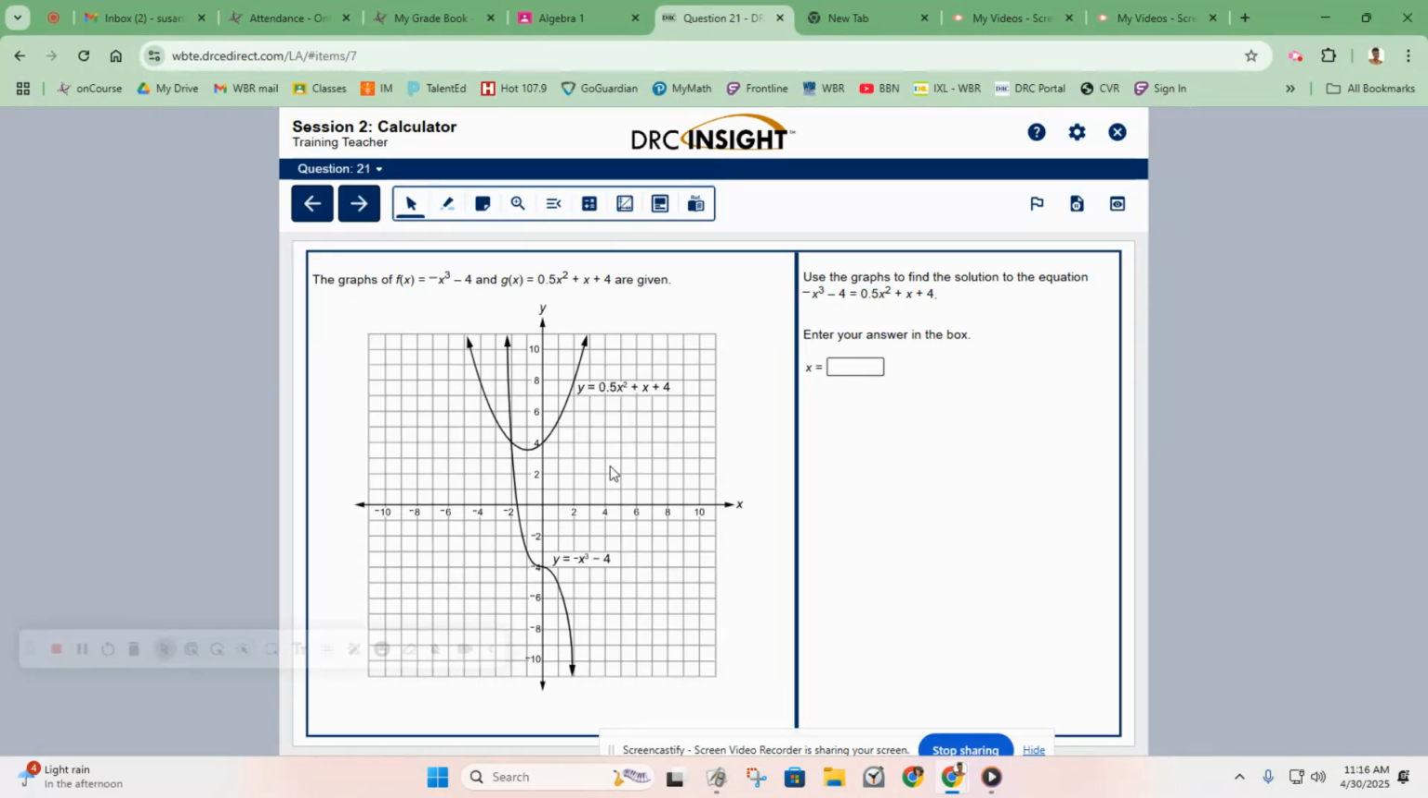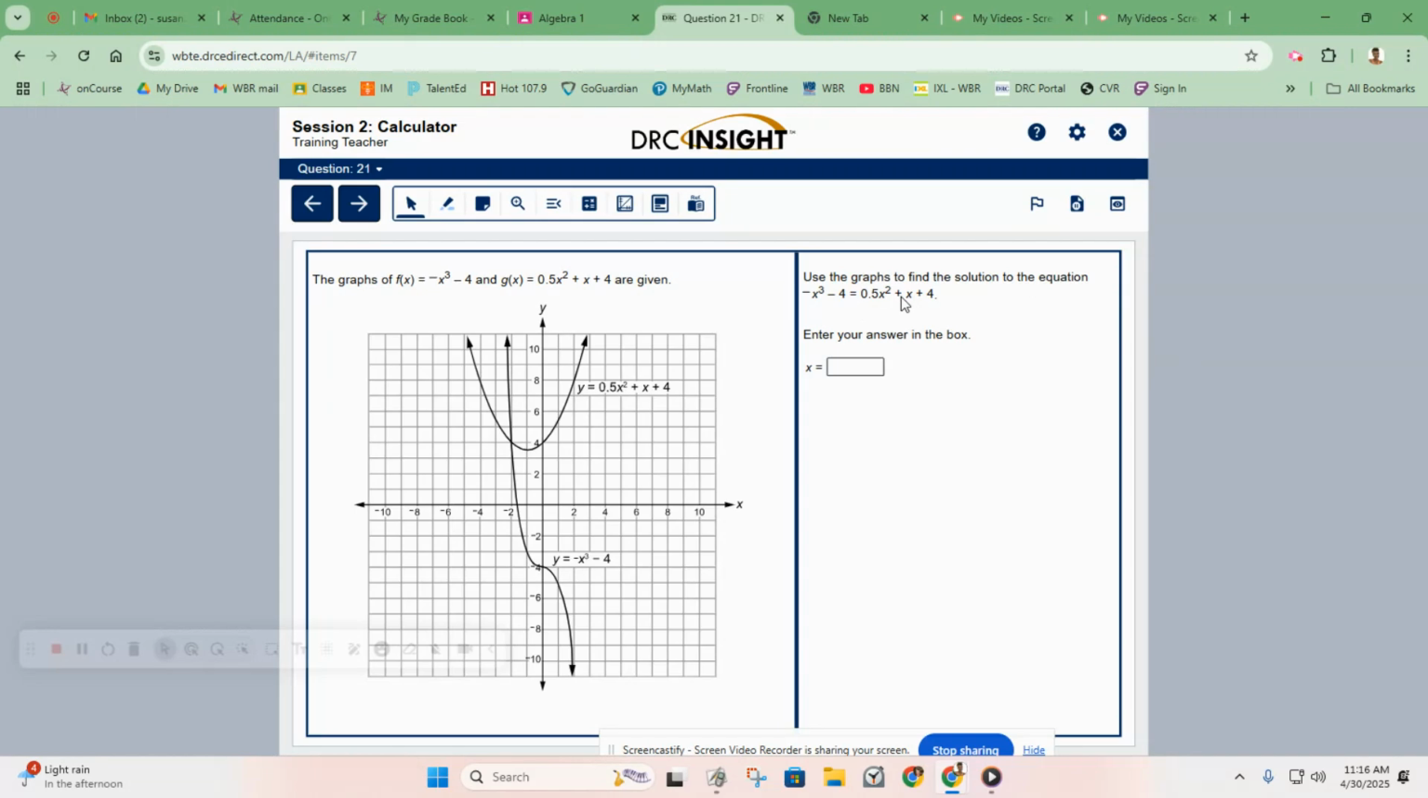They give us the graphs here for this. The first graph is negative x cubed minus 4, which is this one that goes down. The second one is 0.5x squared plus x plus 4, which is our parabola. It says use the graphs to find the solution of when these two graphs are equal.